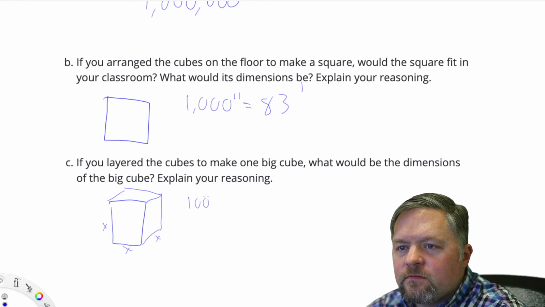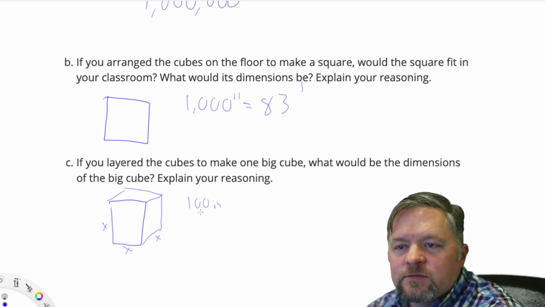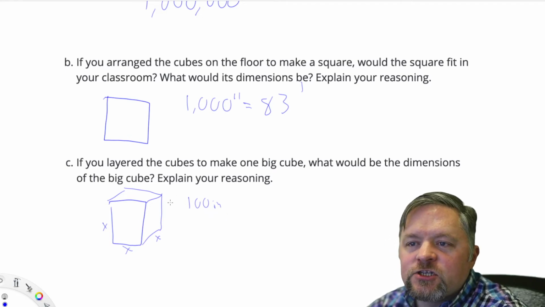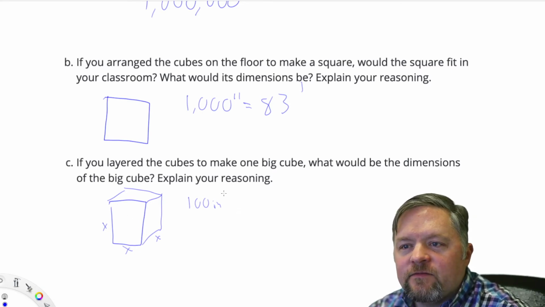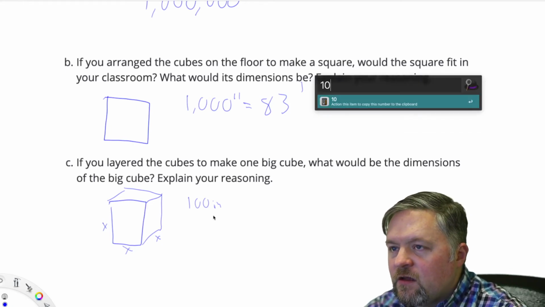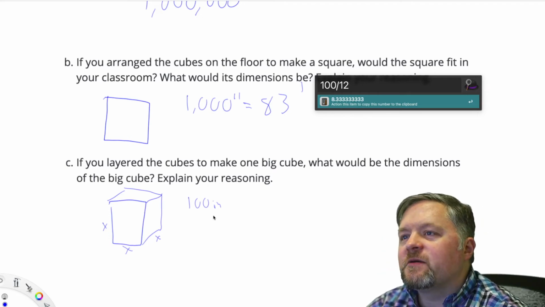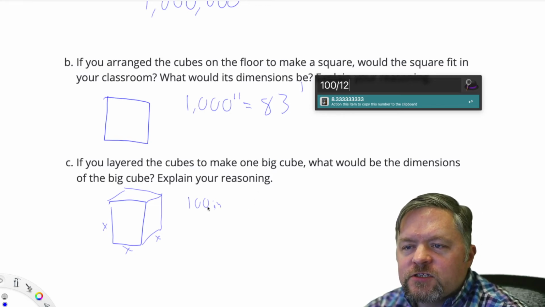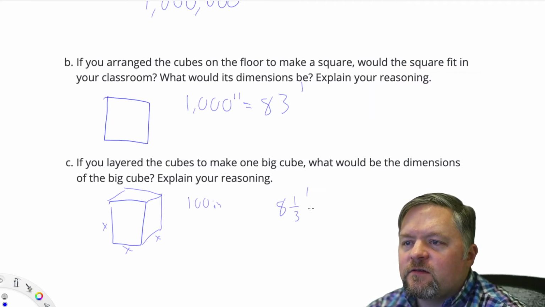And that is 100? Because 100 times 100 is 10,000 times 100 is 1 million. I believe that is 100 inches on a side. 100 inches on a side, I think that might fit in my classroom. Let's check real quick. 100 inches divided by 12, 8.3 feet? Yeah, my ceilings in here might be 8 feet tall. What are the dimensions of the cube? 100 inches by 100 inches by 100 inches, or about 8 1/3 feet.